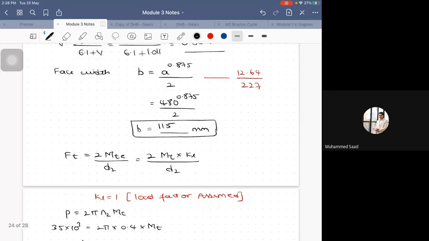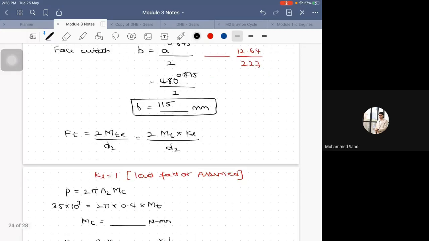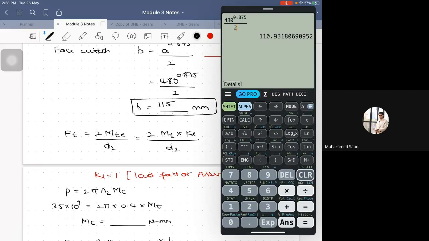For that we have a power equation, 2 pi N2 into M2, which is nothing but 2 pi NT by 60. The same thing, modified. From this you can get the value of MT. So how will you get it? It is 35 into 10 to the power of 3 divided by 2 pi into 0.4. That is 13.926 into 10 to the power of 3 Newton meters, guys.